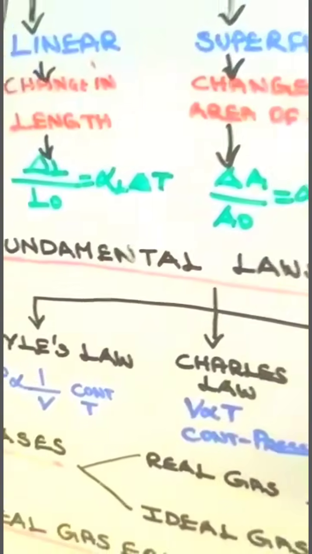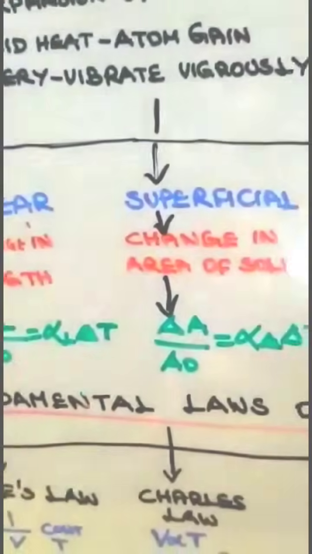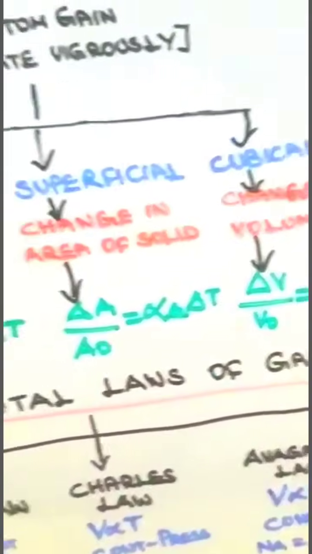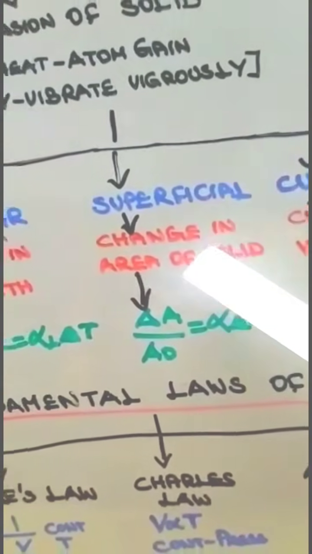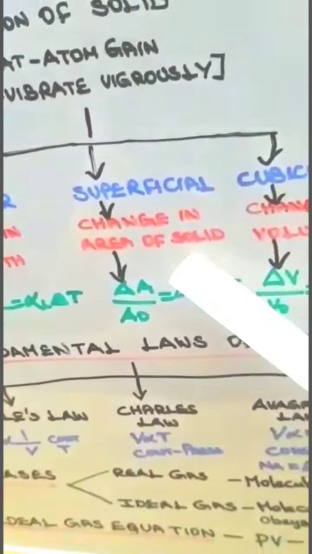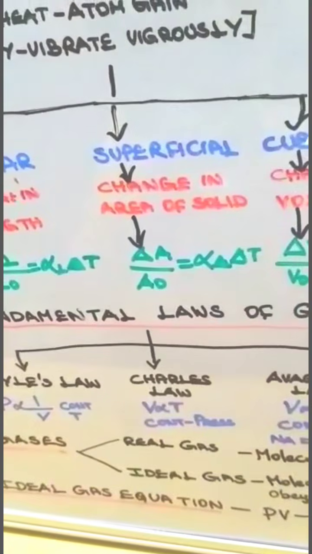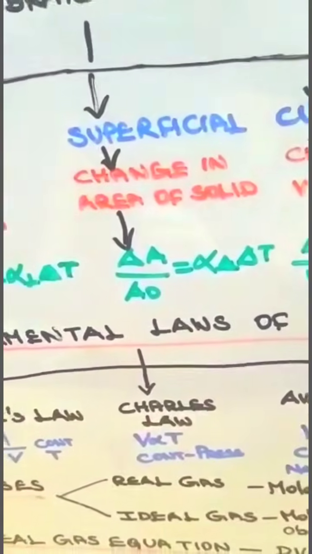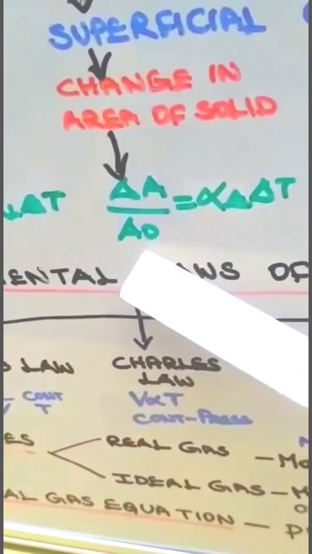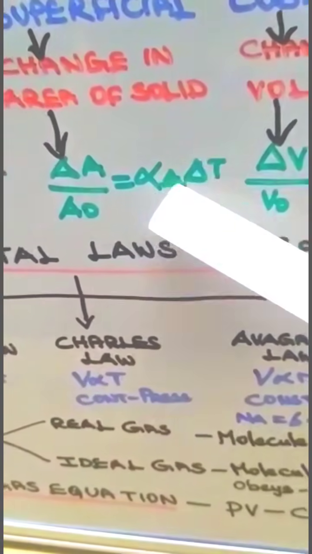Now, we will see what is superficial expansion. Superficial expansion is nothing but the increase in the area of solid due to the rise in temperature. We can also say the coefficient of superficial expansion is defined as the ratio of increase in the area of body per degree rise in temperature to its unit area. This is also represented by an equation ΔA/A0 = αA ΔT.